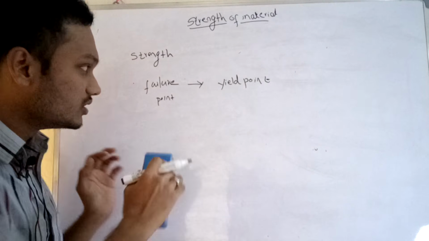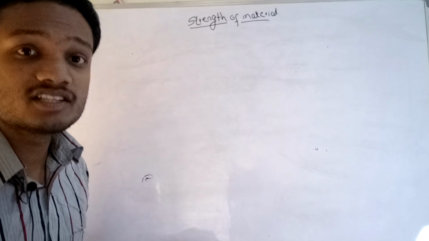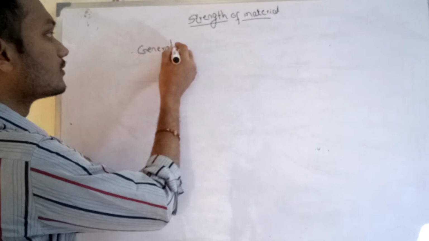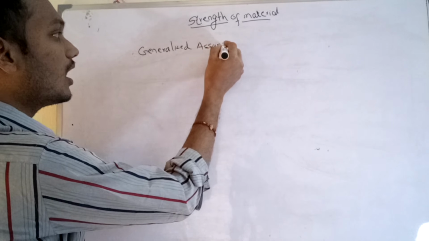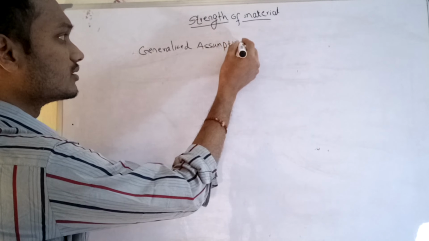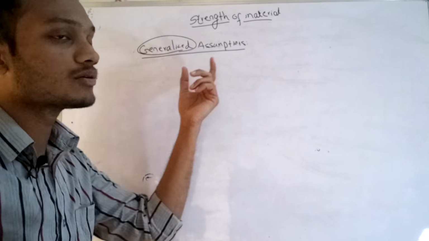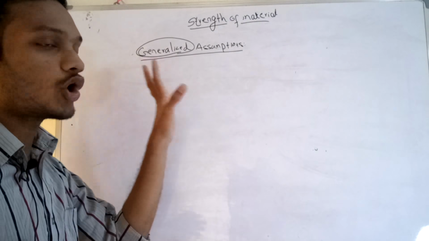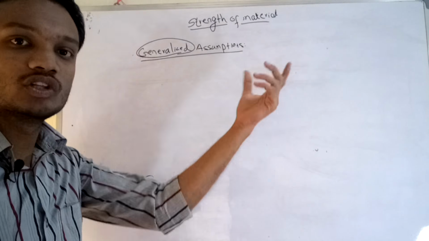Next we are going to discuss some generalized assumptions. So it means what? These assumptions are generalized, meaning they are valid throughout the strength of materials subject. These are the common assumptions that are applicable to every structural member in the strength of materials.